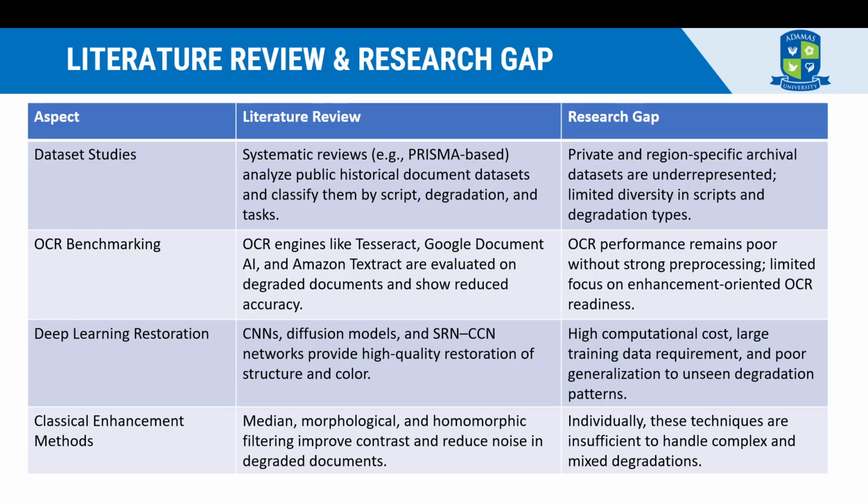Literature review and the research gap. Our literature review identified key limitations in current research that our project aimed to solve. While existing studies analyze public datasets, there is a significant lack of diversity in region-specific and private archives. Similarly, standard OCR tools like Tesseract perform poorly on degraded documents without specialized preprocessing. We also found that while deep learning models offer high quality, they are computationally expensive and data hungry, whereas the classical filtering methods used individually are often insufficient for complex damage.